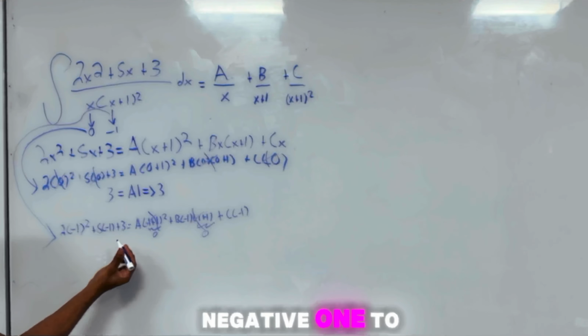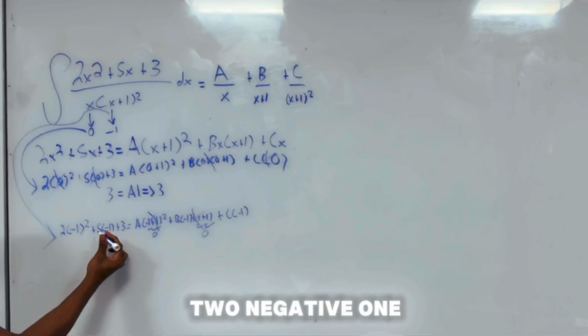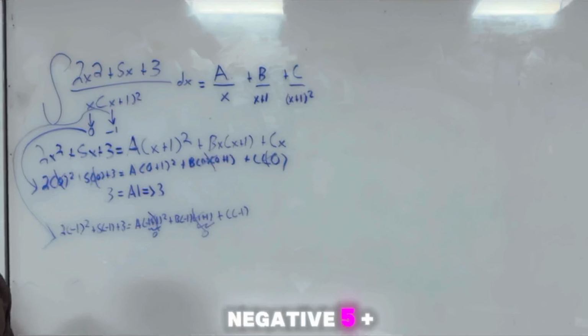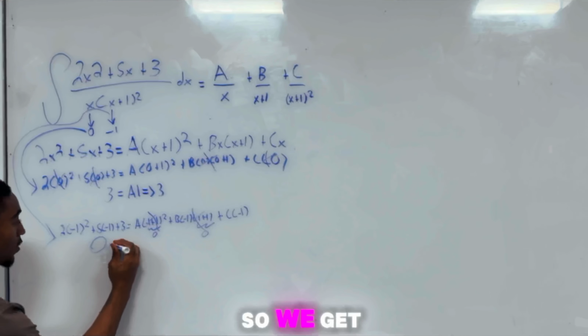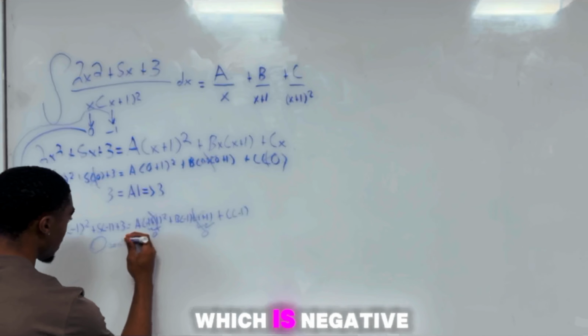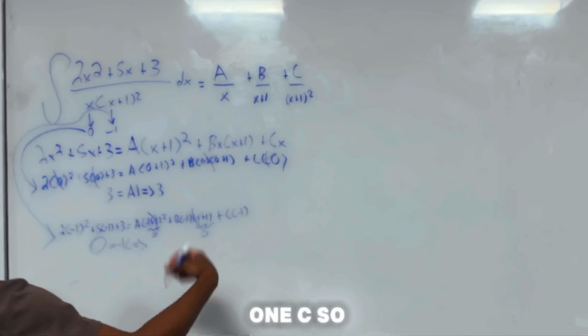Negative 1 to the second power is just 1, times 2 is 2. Negative 1 times 5 is negative 5, plus 3. Negative 5 plus 5 is just 0. So we get 0 is equal to c times negative 1, which is negative 1c. So c would ultimately be 0.